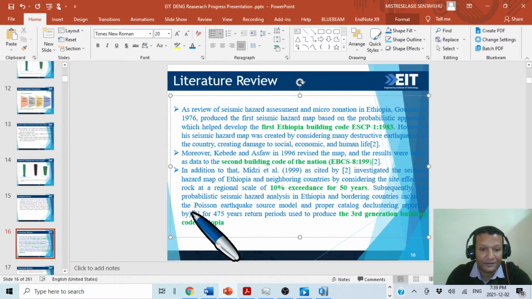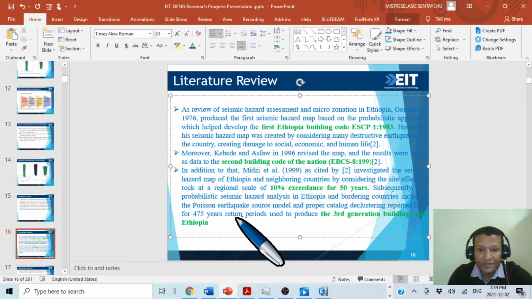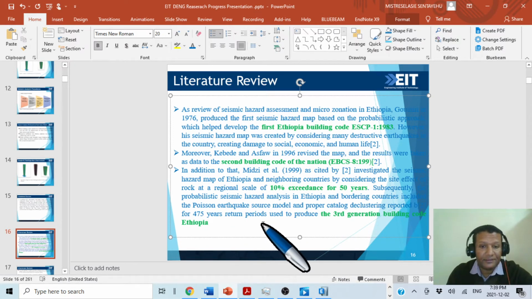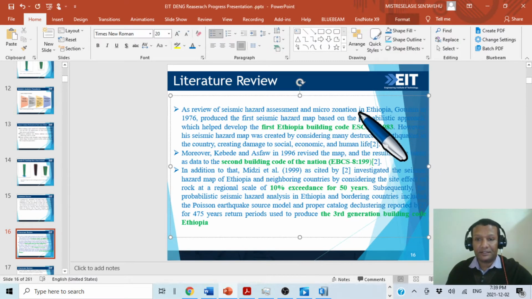Yeah, it was reported by this researcher, Ayala, for a 475-year return period, and to produce the third generation building design code of Ethiopia. So as per concerning Ethiopia, we have 3 codes, but all of them are adopted. But for the seismic hazard assessment, Guanin has his own effort, but it has problem.